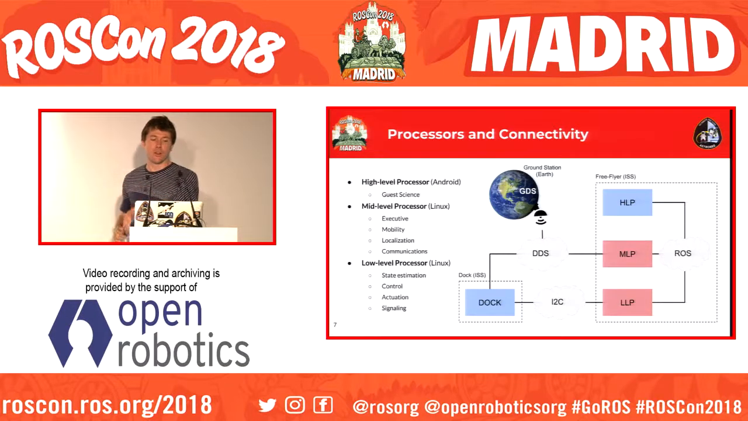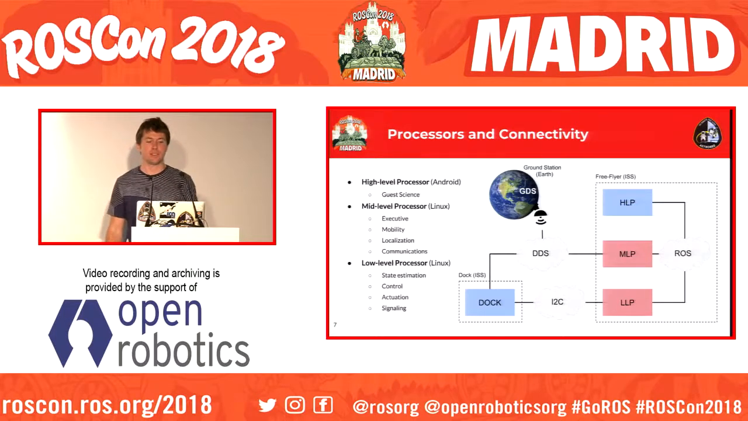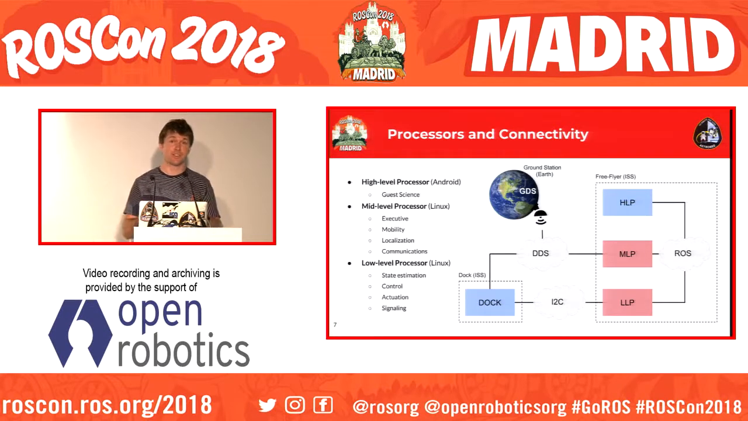Now, the mid-level and low-level processors are Linux-based. They're actually ARM platforms. The low-level processor is a one board, and then the mid-level processor is an Inforce, a Qualcomm 4-core ARM board, so in the low gigahertz range. And the nice thing about this is that we can use state-of-the-art smartphone hardware because we don't have to make this robot radiation tolerant, because it's operating inside the space station, not outside.